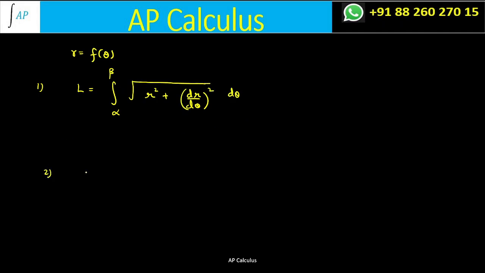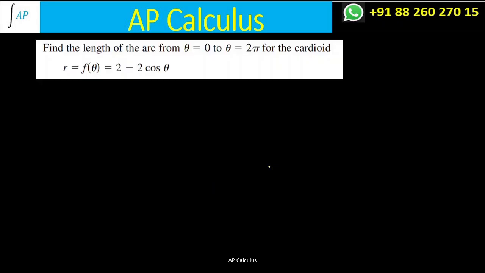The other formula is the same thing, only r is written in terms of f theta. So it is f theta whole square plus f dash theta whole square. That's it. Both are the same thing, right? So let's start with the questions on this.